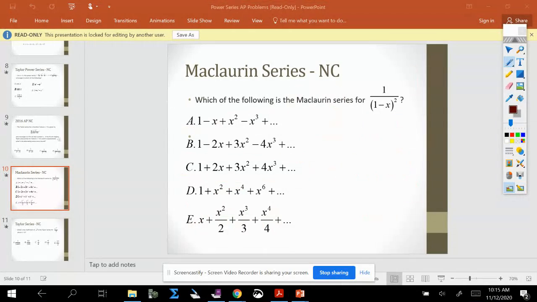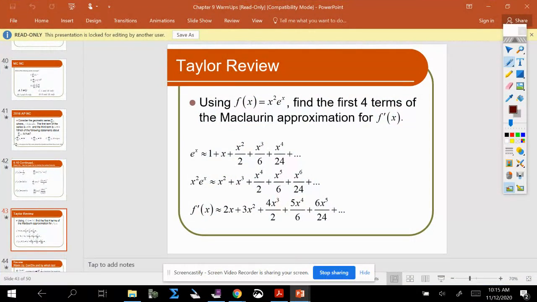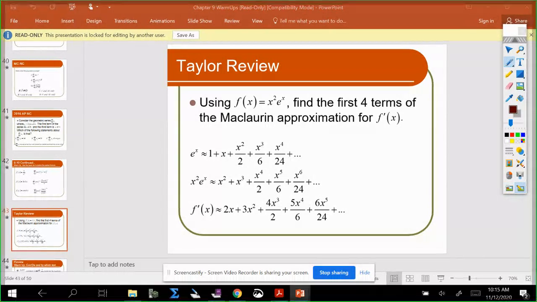I'll show you one more thing that I did today. So we talked about how this was an example that I had students work on, but it is here. I just wanted to kind of talk through it. How to, again, build a Maclaurin polynomial by taking something that you know and kind of adding to it. So this was one that we did in the class. The idea is I want to write a Maclaurin approximation for the first 4 terms of the derivative, where your function is x squared e to the x.